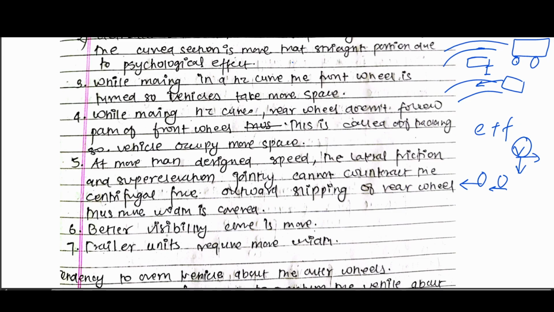So the next one is better visibility. If the curve width is more, then we can see the object from here more clearly, so visibility is better. And the next one is trailer units require more width. Trailer units means the long trolley trucks, they require more width. That's why extra widening is provided.